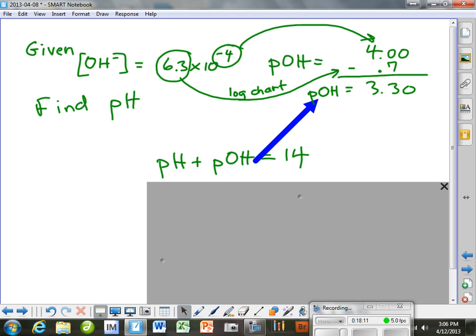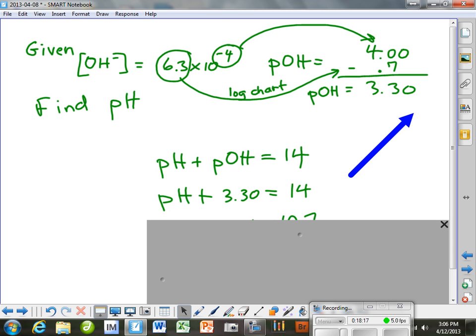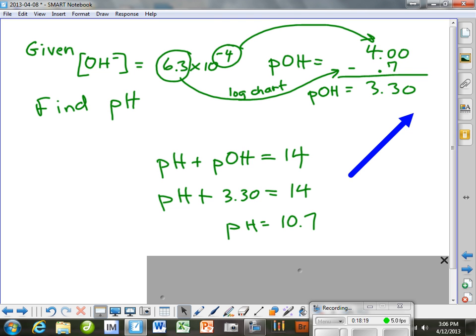And so now the POH is equal to 3.30. Now I subtract 3.30 from 14, and the pH is equal to 10.7. All right? Oh, I added another. Yeah, okay, that's why you got a different number, isn't it? Okay. All right. Basic algebra.